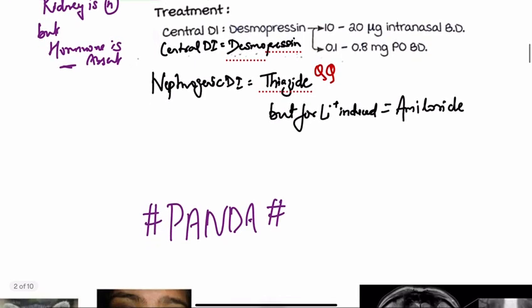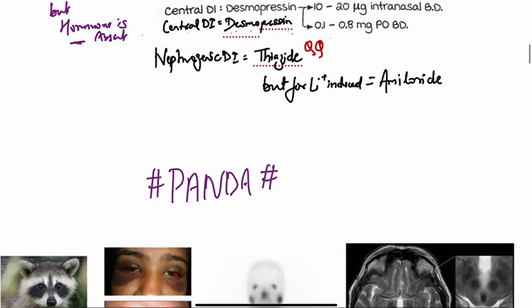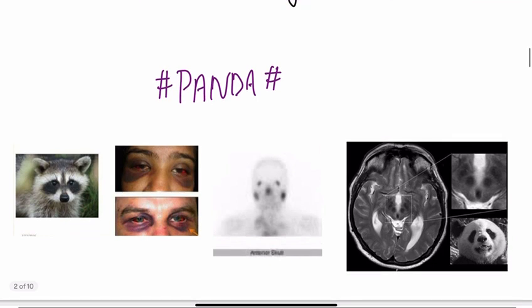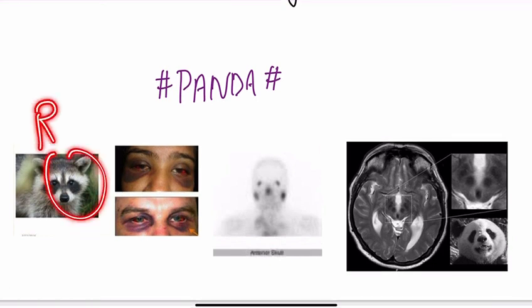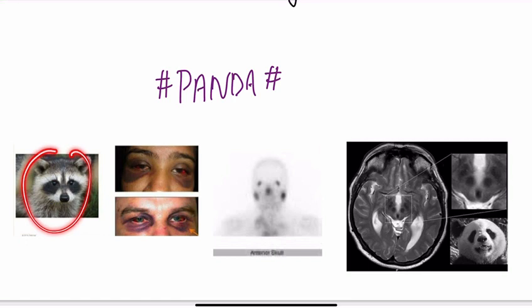I am just giving you 3, 4 important things here. Panda: there are 3 things which are important related to the panda. This is the raccoon eyes. Raccoon eyes is seen in anterior base of skull fracture, also known as panda sign. This is the Gallium 67 scan; you can see it in sarcoidosis, and this is the panda sign. And this is seen in Wilson disease. Okay, thank you.